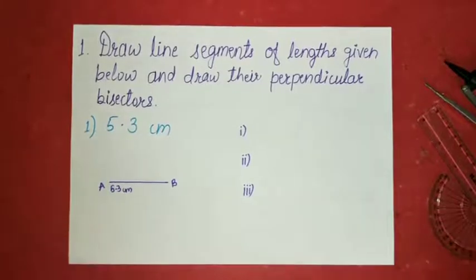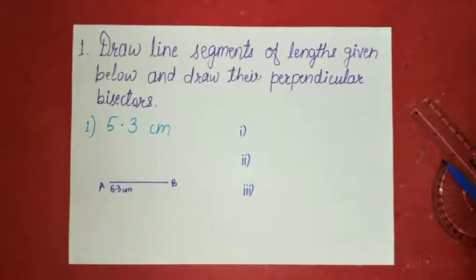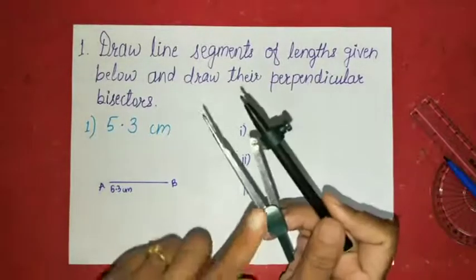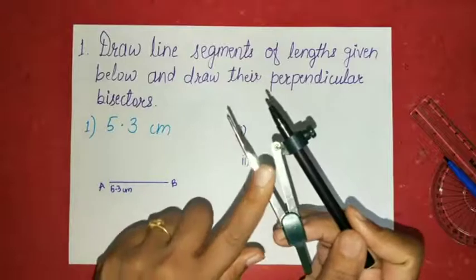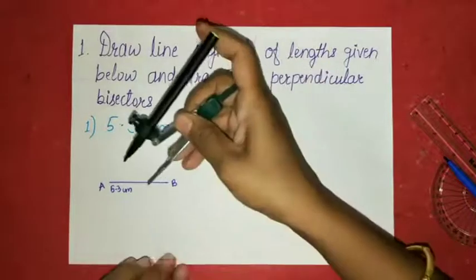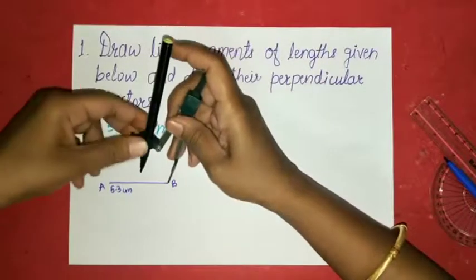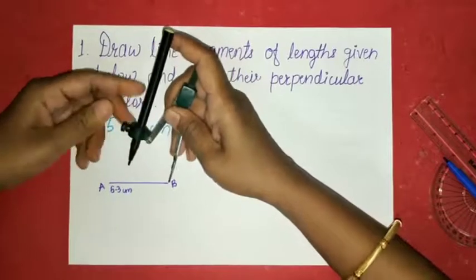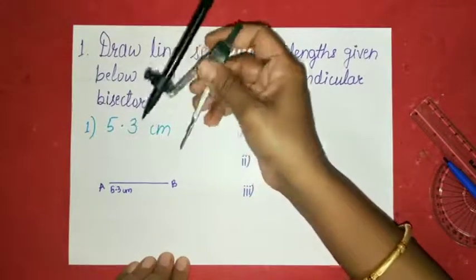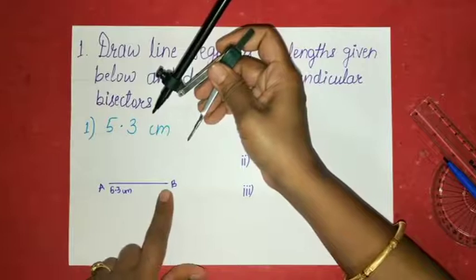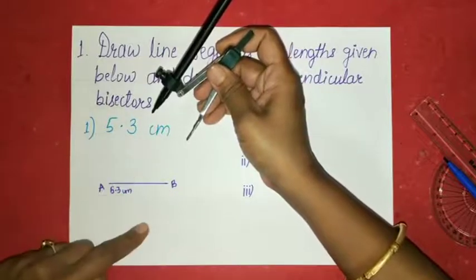Now, we will draw the perpendicular bisector of this segment. For that, we have to take a measure greater than half in the compass. So, adjust the compass. See it here. Now, we will adjust it. Now, this is greater than half. Put the needle end on one vertex. Give the arc above and below the segment.